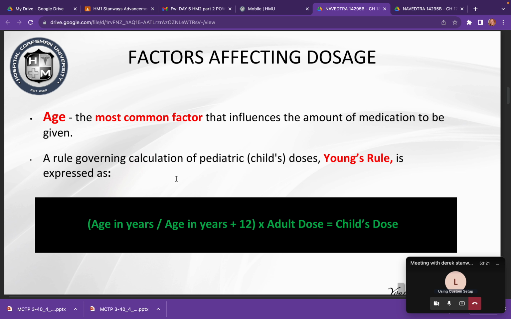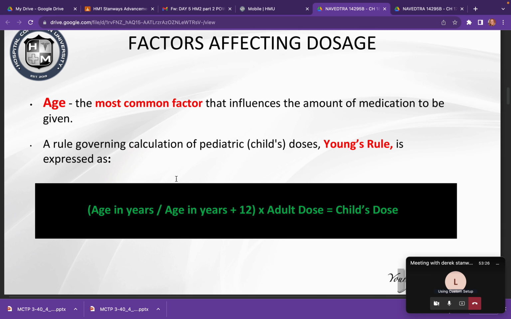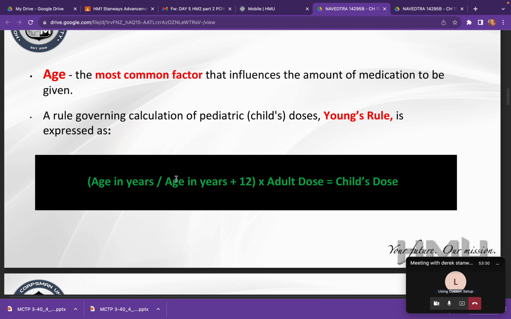So if you get a question like this, they give you the adult dose, so you will use the equation in order to calculate that. So make sure that you are looking into that, because they give you the dosing and the age. That's the key factor. You're gonna be using Young's rule. So if you get the age, this is the one that we're using.